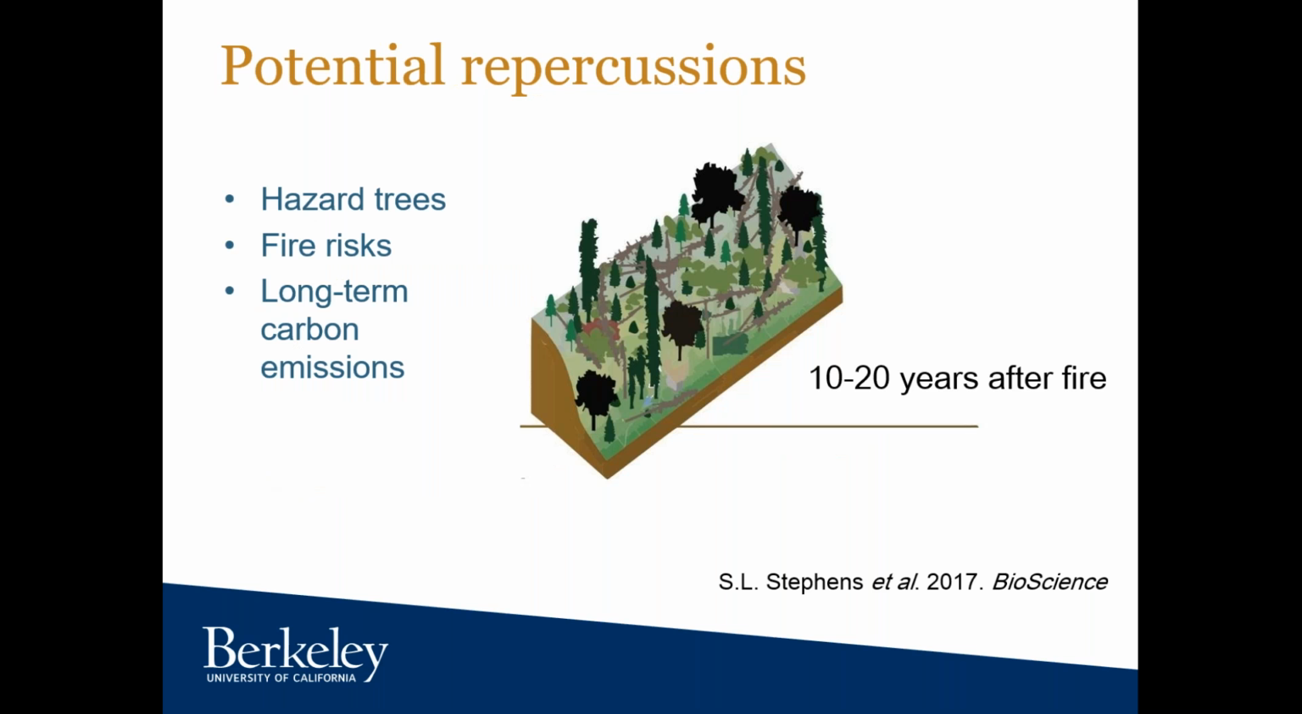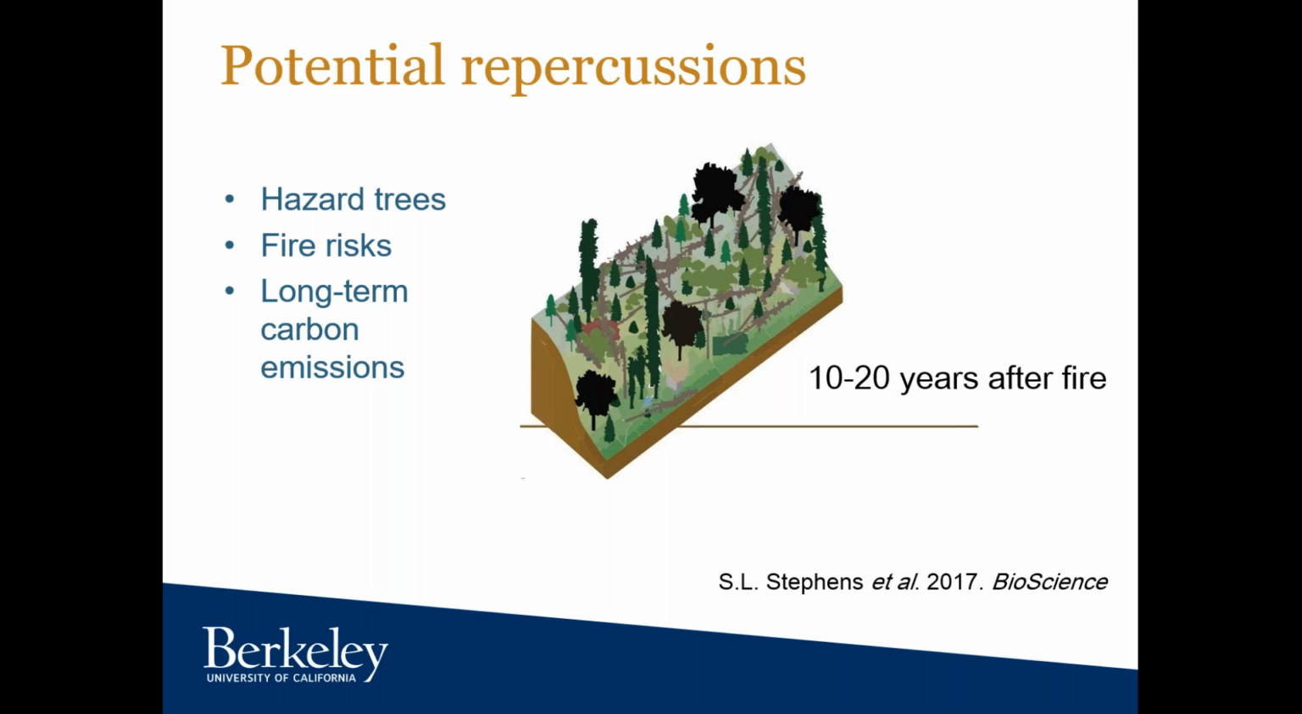There is quite a bit of concern among state agencies and other groups about what repercussions might result from this widespread tree mortality. Just to name a few of the potential risks as a result of the standing dead trees, we're worried about hazard trees near important infrastructure that might fall and be a safety risk. We're also concerned about the potential for all the dead wood and fuel and debris that's been created by the dead trees to increase fire risk.